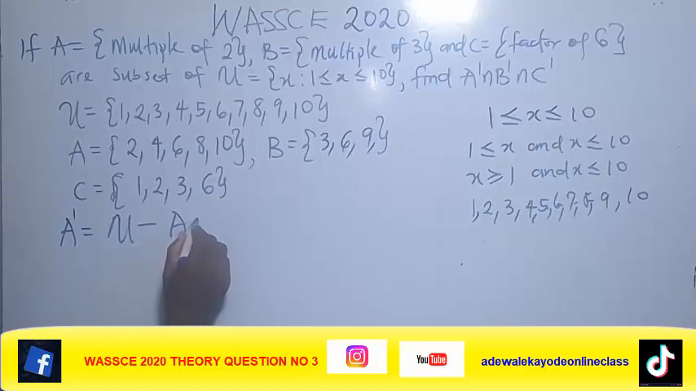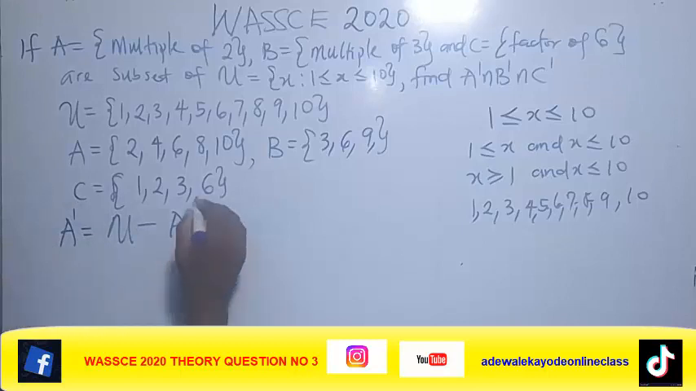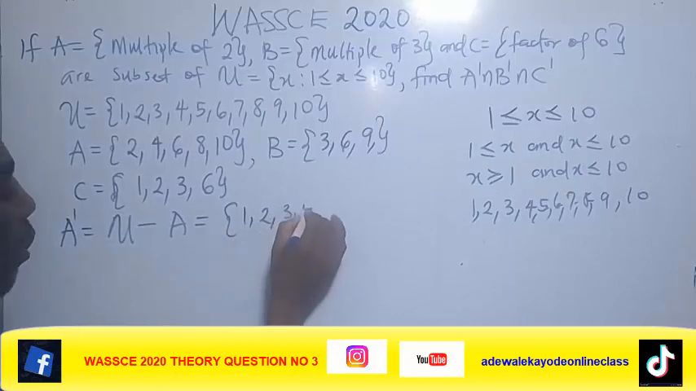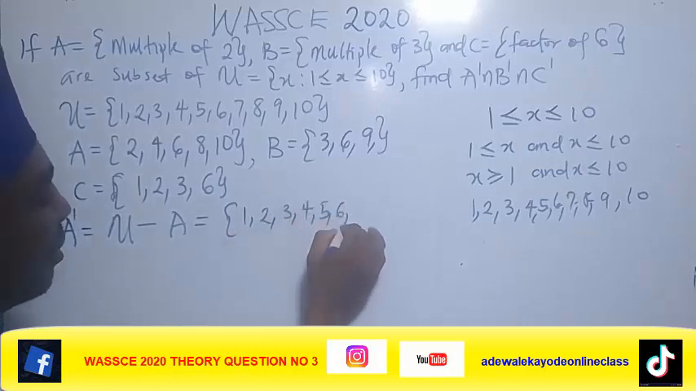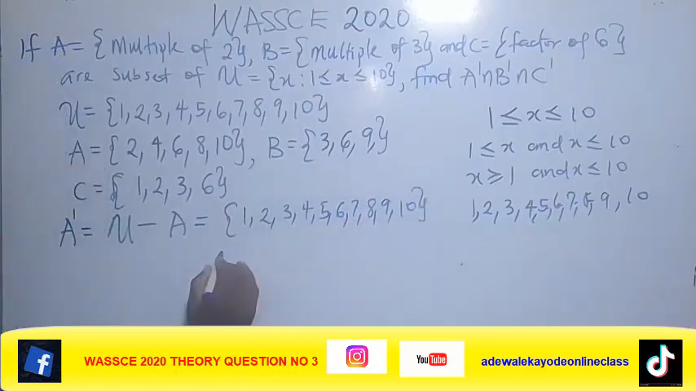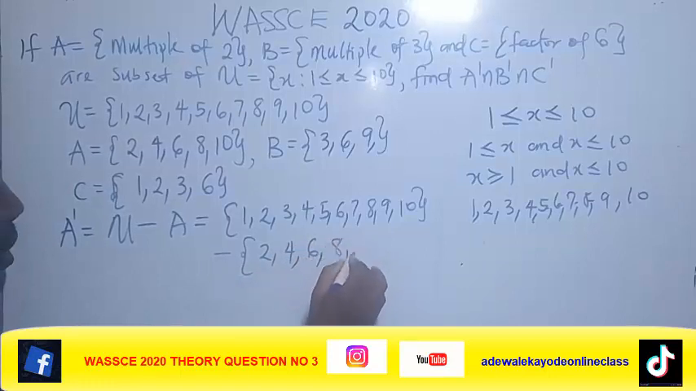So let's see this simple trick that I'm going to use now. I call this a simple trick in the sense that since we are talking about universal set and you take all elements from the set A. So let's list all elements in universal set: 1, 2, 3, 4, 5, 6, 7, 8, 9, and 10. Now minus those in set A. What are they? 2, 4, 6, 8, and 10.